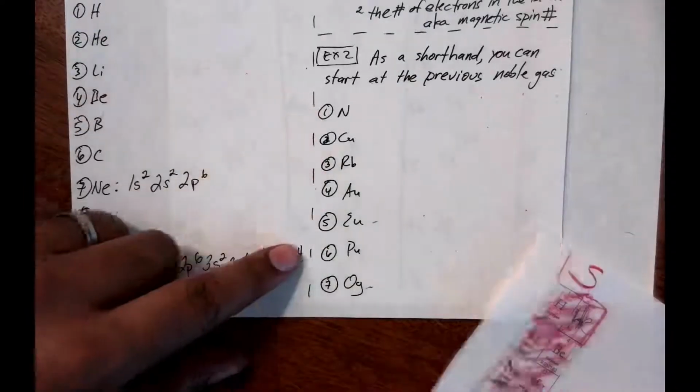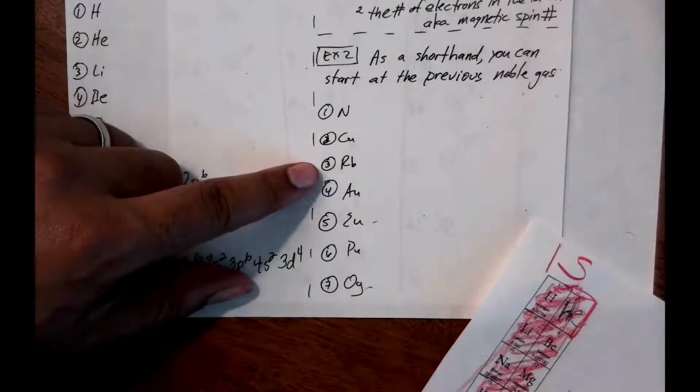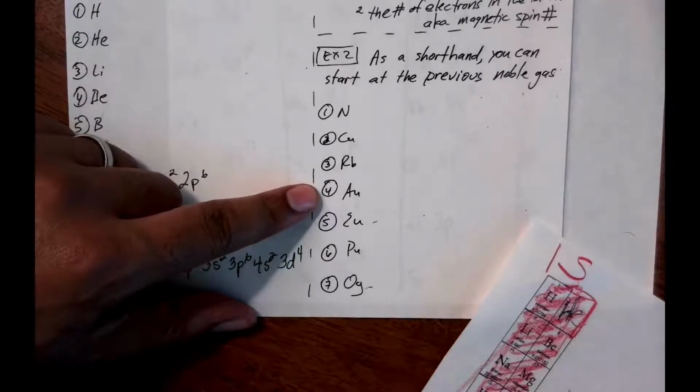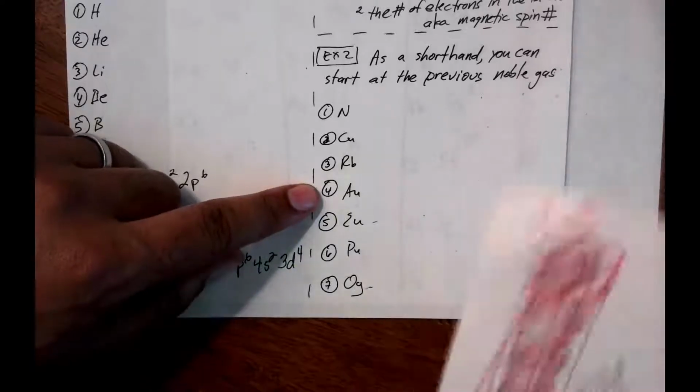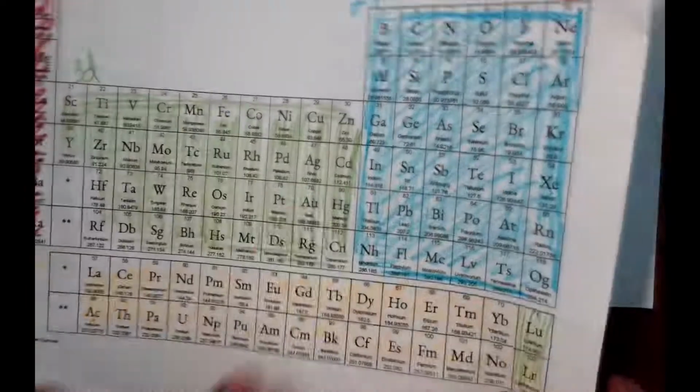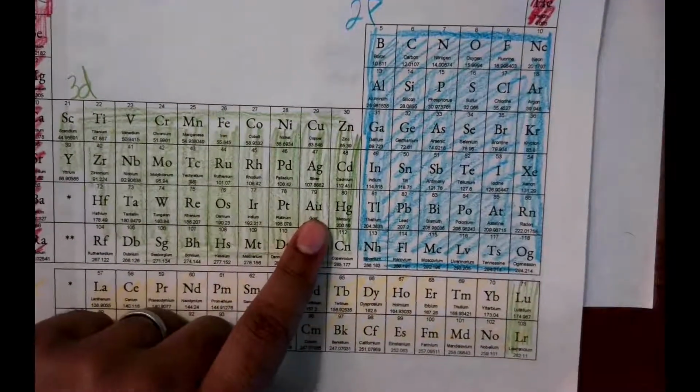Now again, I'm going to leave you some of the higher ones. And why don't we do gold? I like gold. Sure, let's try gold. Now, if I was to do the full electron configuration for gold, let's see, gold is number 79. Oh boy.